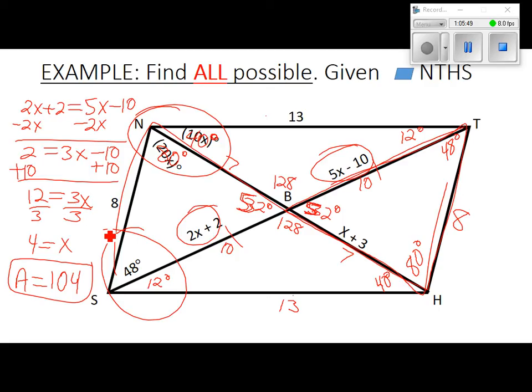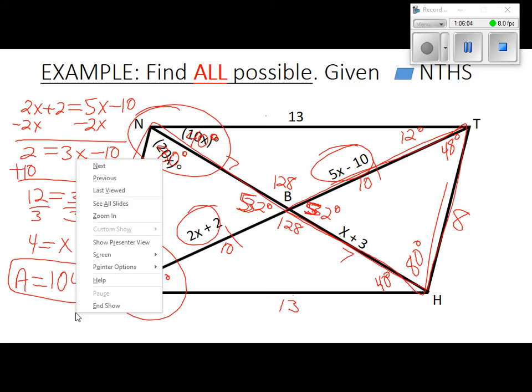Is there anything else we can find? Have we found every side, every segment in this picture? Every angle in the picture? Yeah. All kinds of stuff. Once you know the shape is a parallelogram, you know all that information.